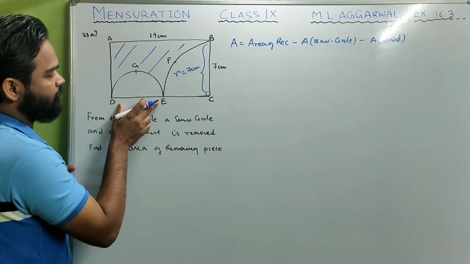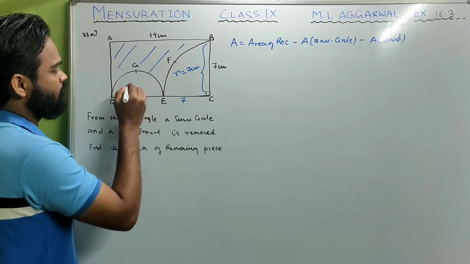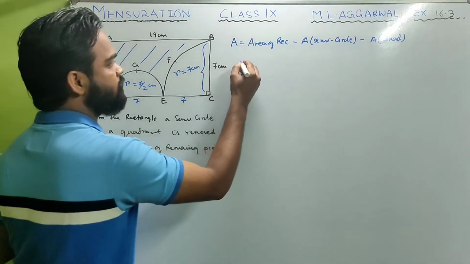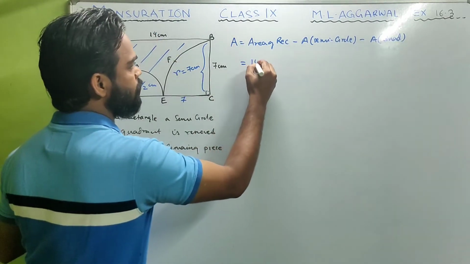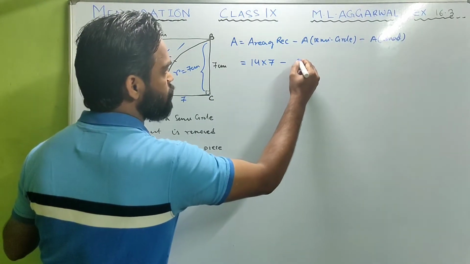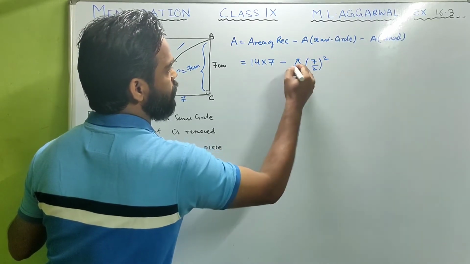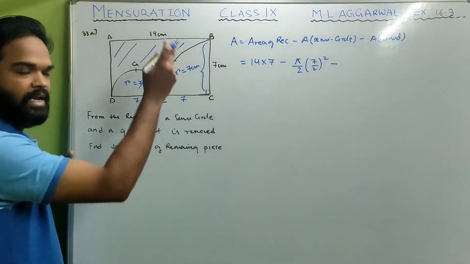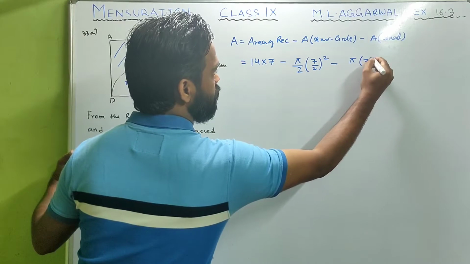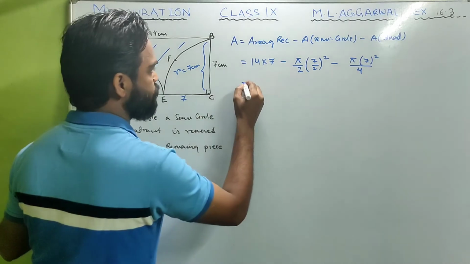and for the semicircle, the diameter is this. See, this is 7, so this will be also 7 because the entire thing is 14. So the radius is 7 by 2 centimeter, isn't it? Just use it. Area of the rectangle will be 14 multiplied by 7 minus area of a semicircle will be pi r square by 2. So that's pi r square, r is what? 7 by 2 whole square by 2 minus area of the quadrant will be pi r square, that's 7 square by 4. Isn't it? Just put the value.